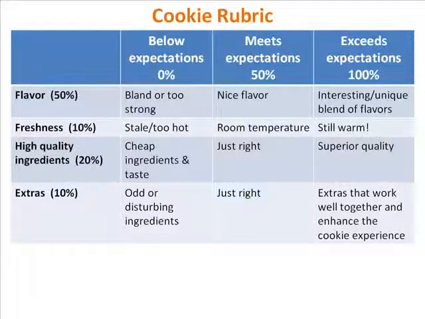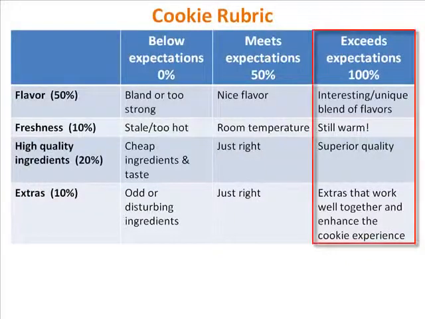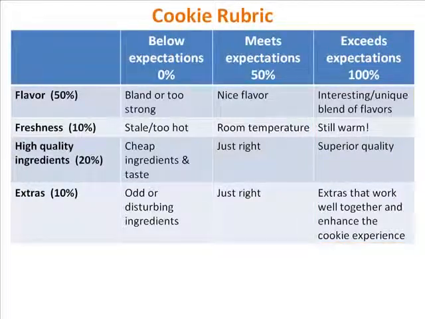So you'll see again here below expectations is a column, meets expectations, and exceeds. So for a cookie on this category, using this rubric to get 100% of the points, it has to have an interesting or unique blend of flavors, still be warm from the oven, have superior ingredients, and have extras that work well together and enhance that cookie experience. So this is an example of a rubric that I could use for all kinds of cookies, which is very handy. Then I don't have to have 20 different rubrics for 20 different cookies. In theory, if this were a real rubric, I could use it for all cookies.